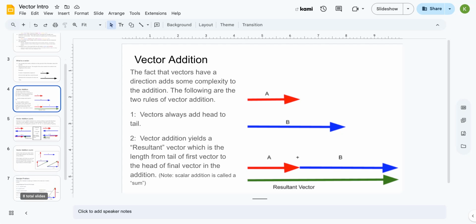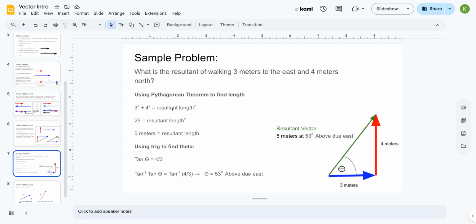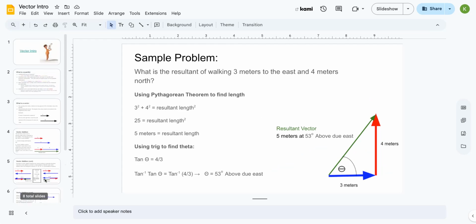This also goes through how to add vectors. And just remember, if you have two vectors like A and B, then you add them head to tail. So if you have A and B, this is A plus B right here. So A would be there, head to tail, and then the resultant is the green vector there. Also the same as B plus A, so it doesn't matter which way you do that. And then there are some sample problems in here that you could look at as well. Okay, so that would be a great thing to review.